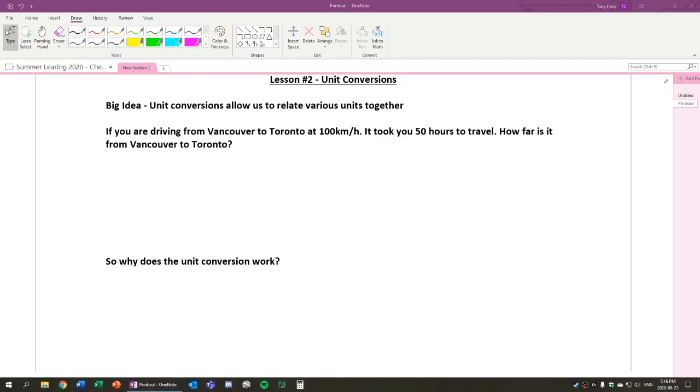Hey everybody, in this lesson we're going to talk about unit conversions. The big idea here is that unit conversions allow us to relate various units together. So let's look at this first example.